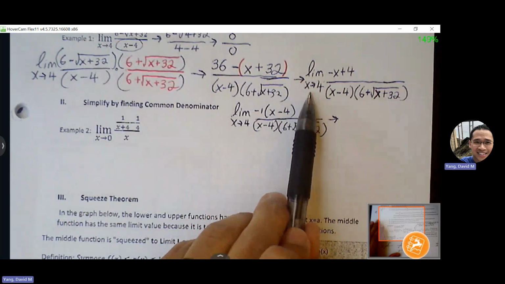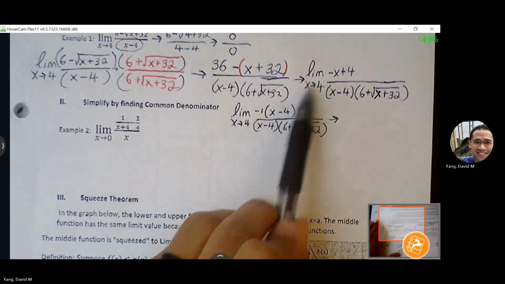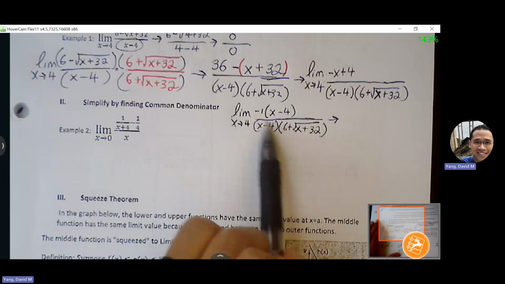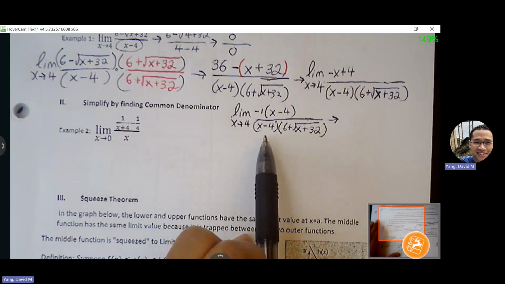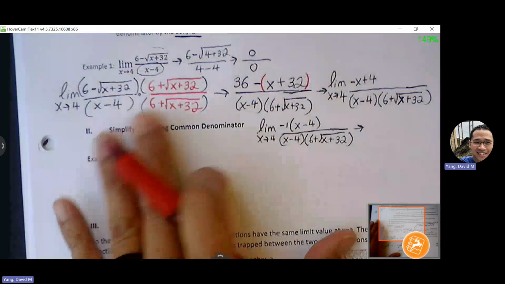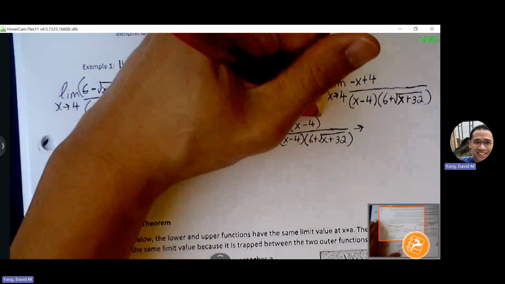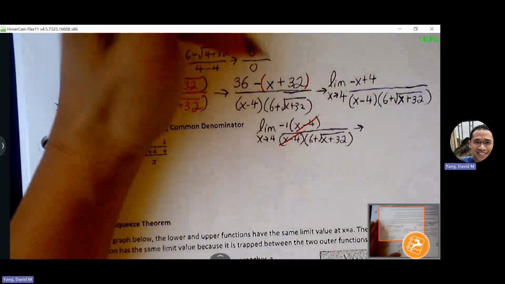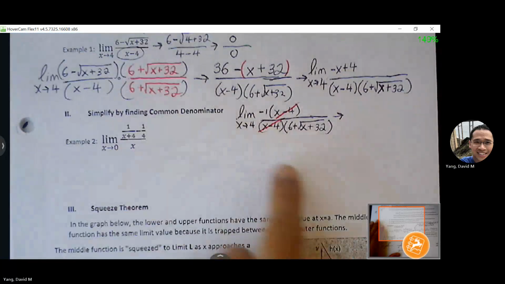Notice I'm writing my limit statement repeatedly because I'm still having x's in my expression. Now what can we do? Right. We know there's a hole in the graph, right? We know there's something that we need to cancel out. Now the x minus 4 can reduce.